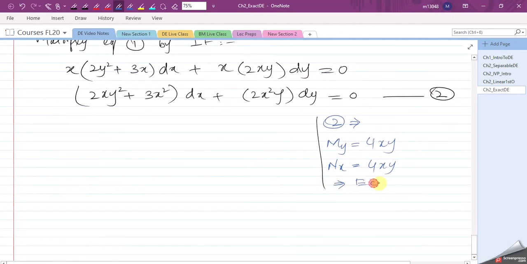Clearly this is exact. Right? This new equation is exact. Now we can use our formula. Okay?